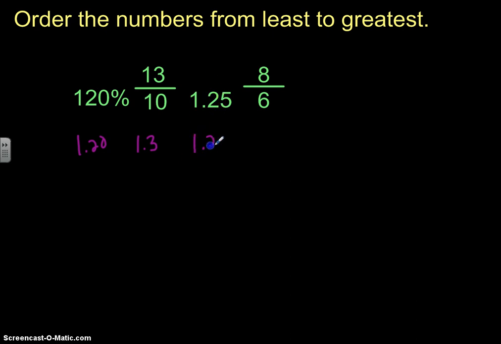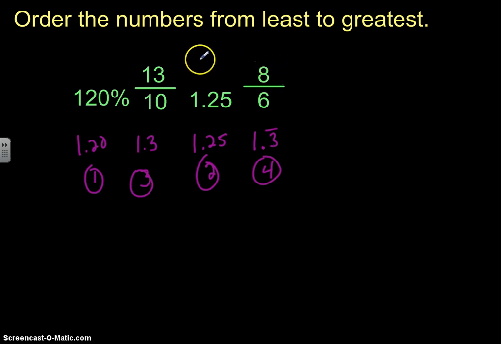1.25 is already in decimal form. That's very easy. Well, 8/6, that's going to be 1 2/6, right? 1 2/6, which is 1 1/3, which is 1.3 repeating. Correct? Okay, now we just have to order these. Well, 1.2 is the smallest, then 1.25, then 1.3, then 1.3 repeating. Okay, it's as simple as that.